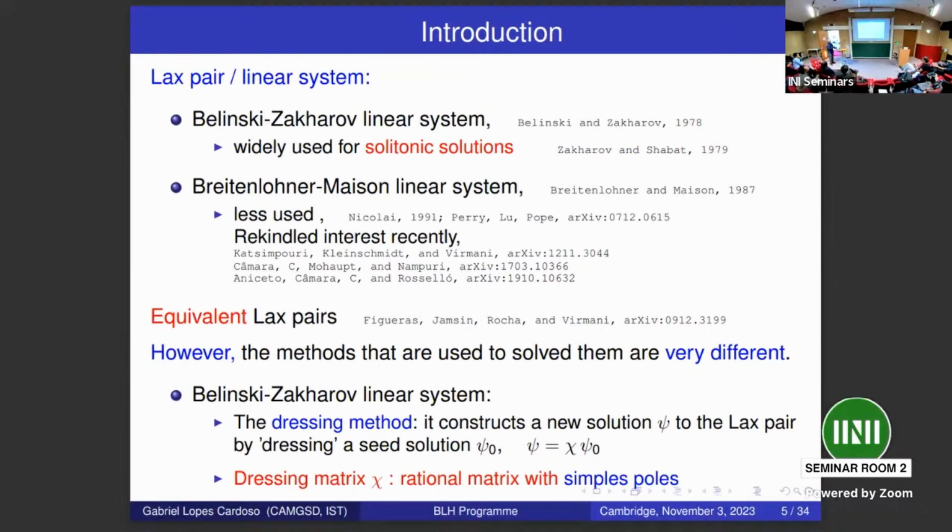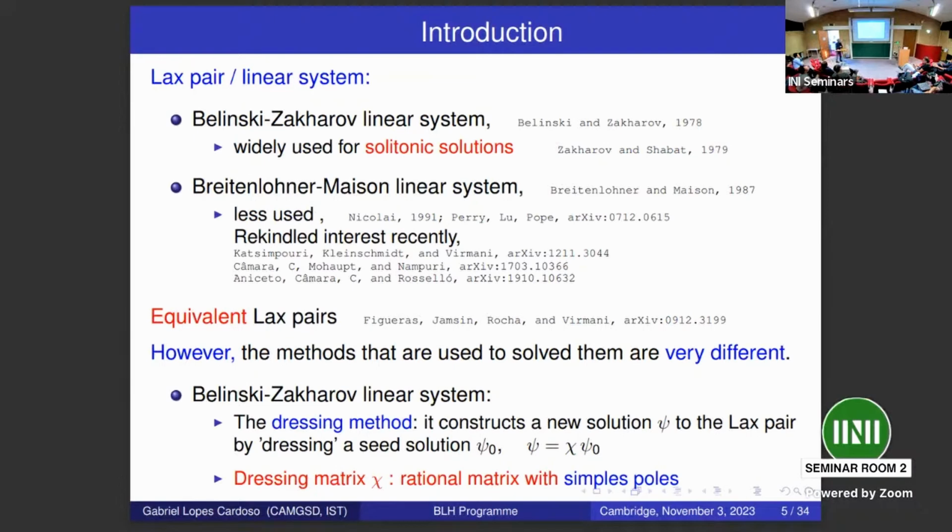So the first one, the Belinsky-Zakharov one, as I said, is one which is used to construct solitonic solutions to nonlinear partial differential equations. And this is done through a method that is called the dressing method. You start from a given solution, a seed solution, and then you try to generate new solitonic solutions by dressing the seed solution.